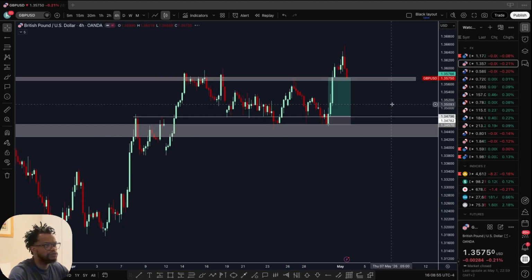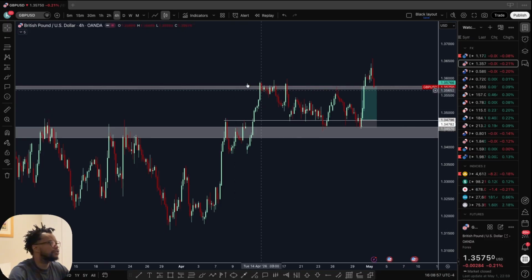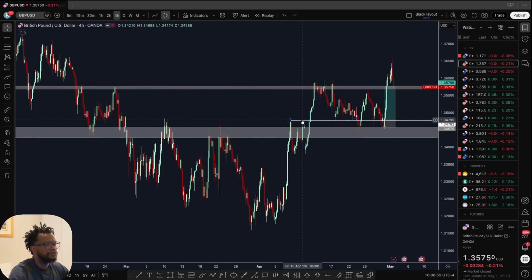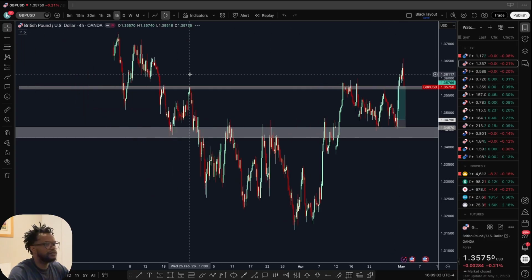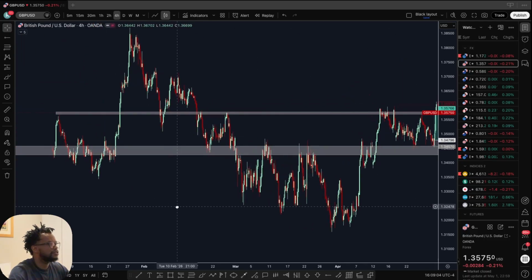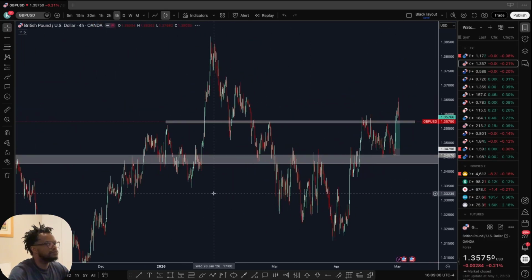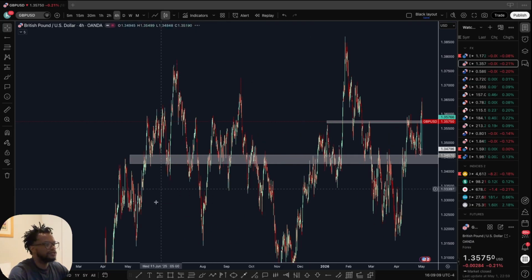And moving to pound dollar. So pound dollar is quite interesting because it's already broken. It's not sitting in the middle of an SNR zone. It kind of is, because the major levels are up here.